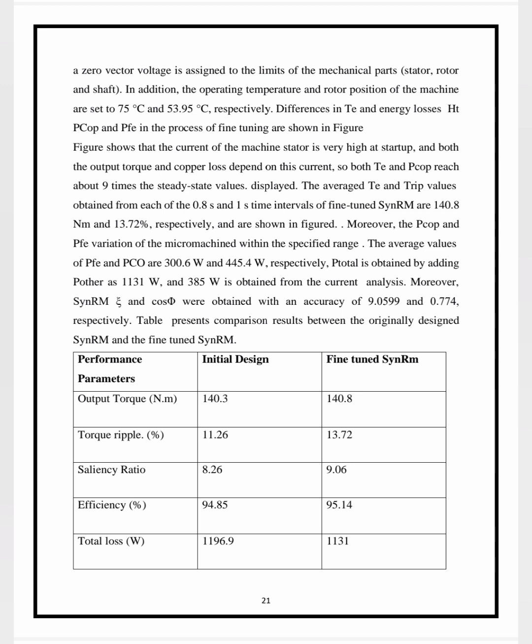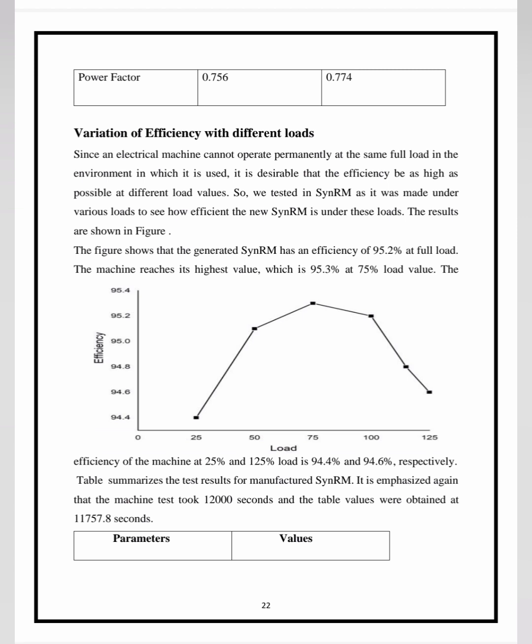The table presents a comparison between the originally designed CNRM and the fine-tuned CNRM. These are the performance parameters: output torque, ripple torque, saliency ratio, efficiency percentage, total loss, and power factor. And we have seen the initial design compared with the fine-tuned design. We can see that the fine-tuned CNRM has an efficient mechanism, and its efficiency is far better than the initial design which we have been using since years. Now it has been fabricated and designed on modern technologies with greater efficiency.